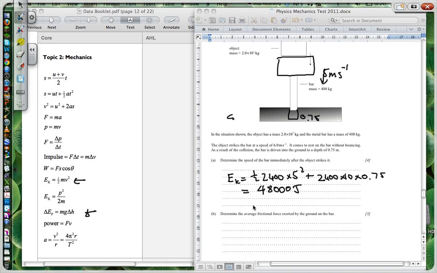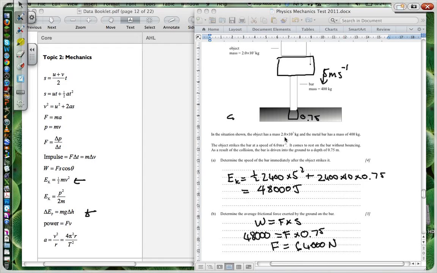joules. Now that will be the work that the frictional force will have to do. So the work is equal to force times the displacement. Because it's working in the same direction, theta is going to be 0, the cos of theta is equal to 1, so we don't have to worry about that. But this is 48,000 joules of work the force is going to need to do, and the distance that it's going to have to do it over is 0.75. So 48,000 divided by 0.75 equals 64,000 newtons.